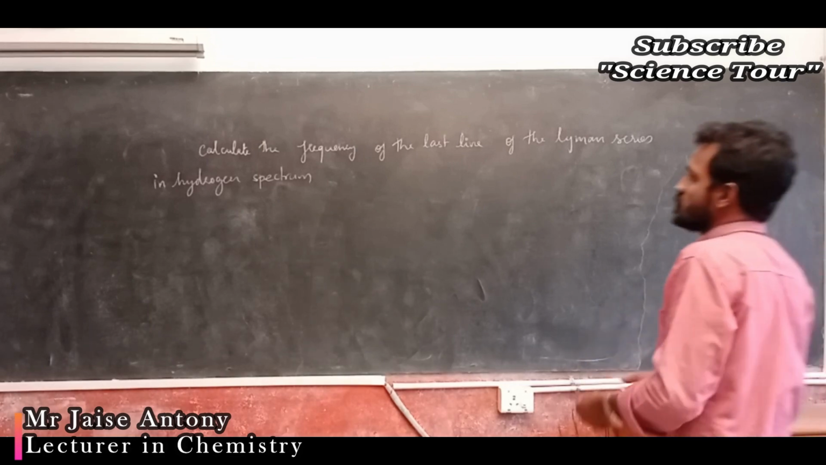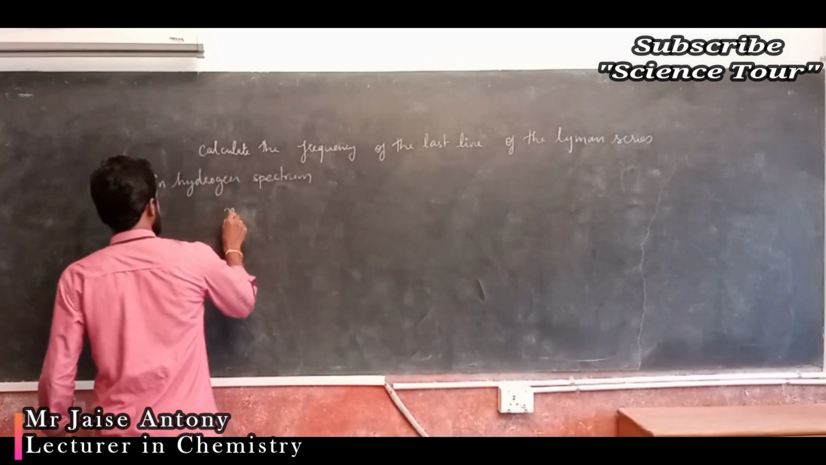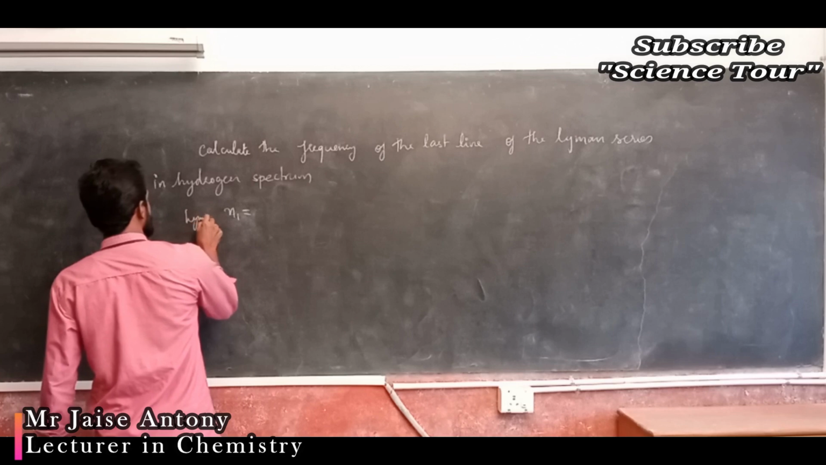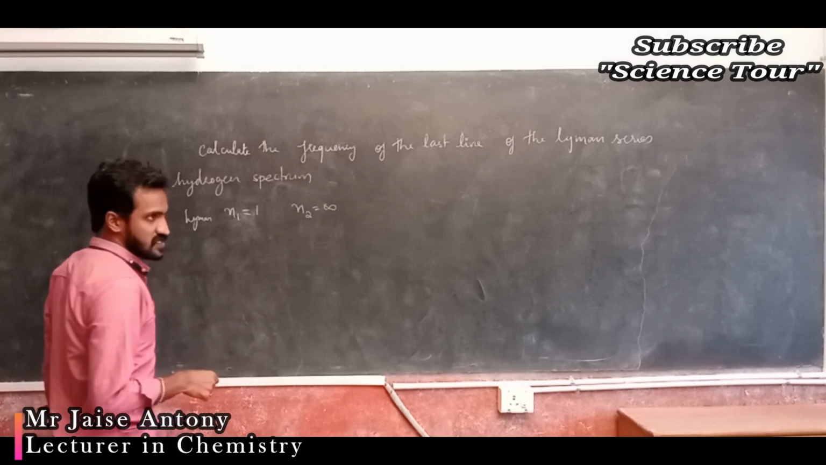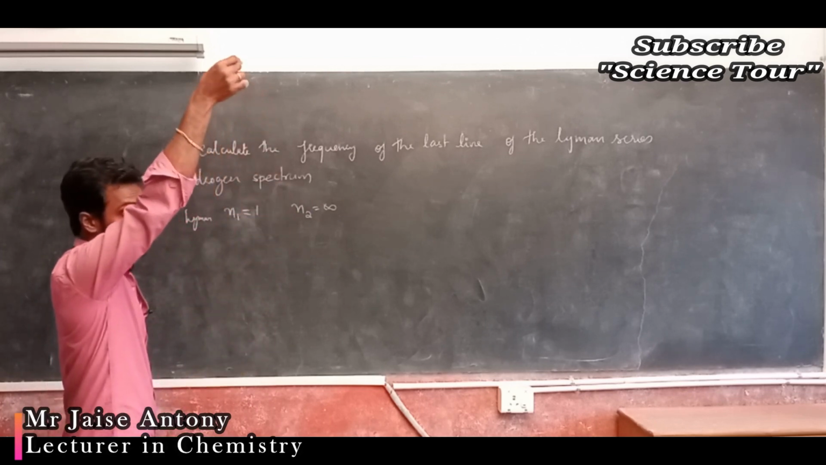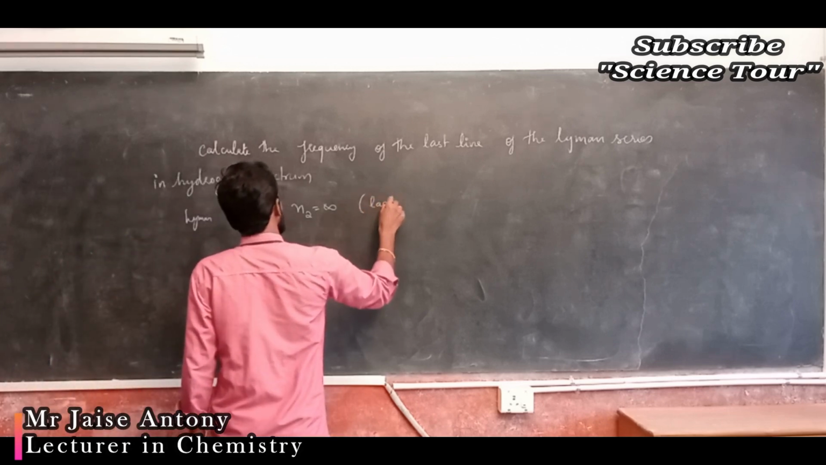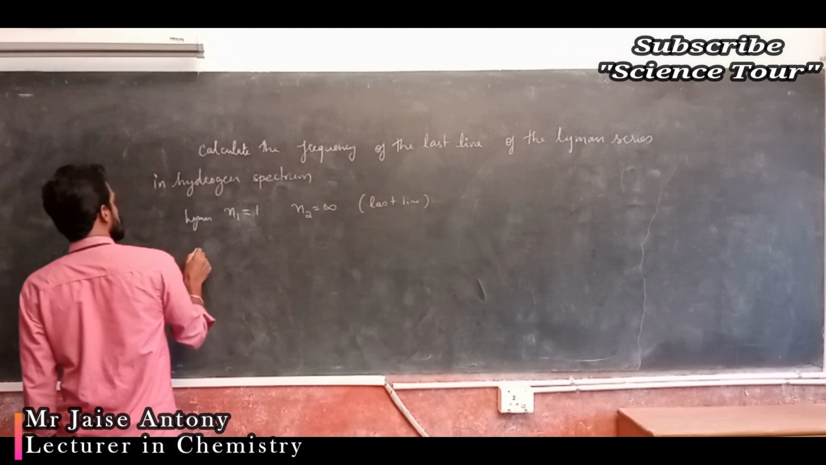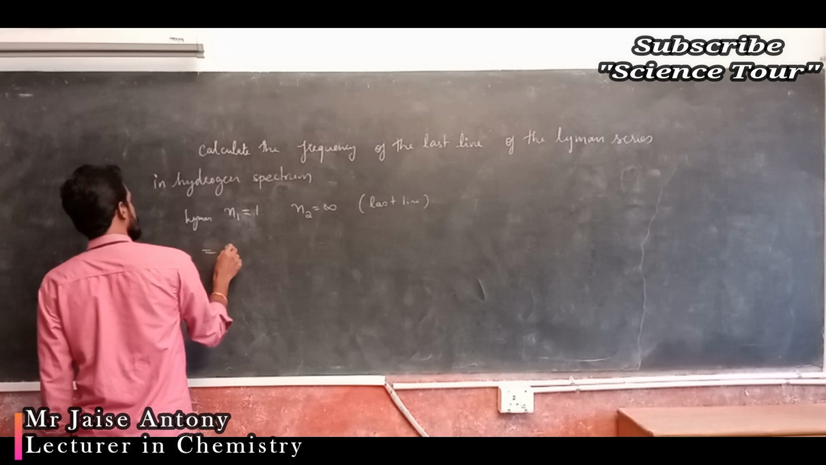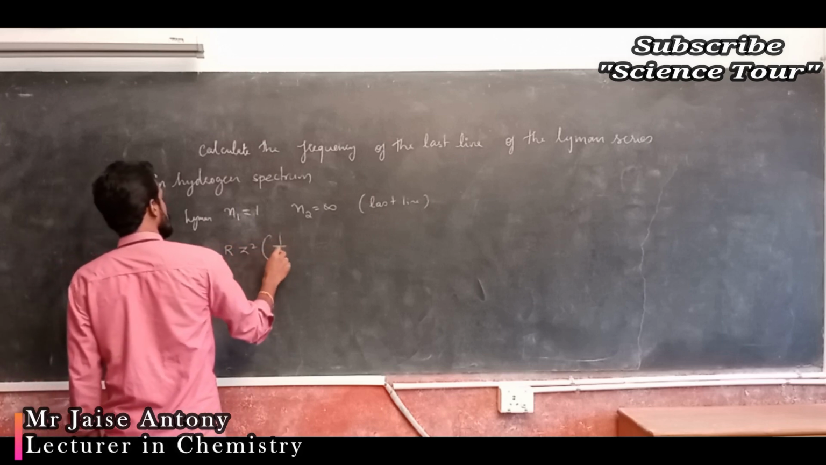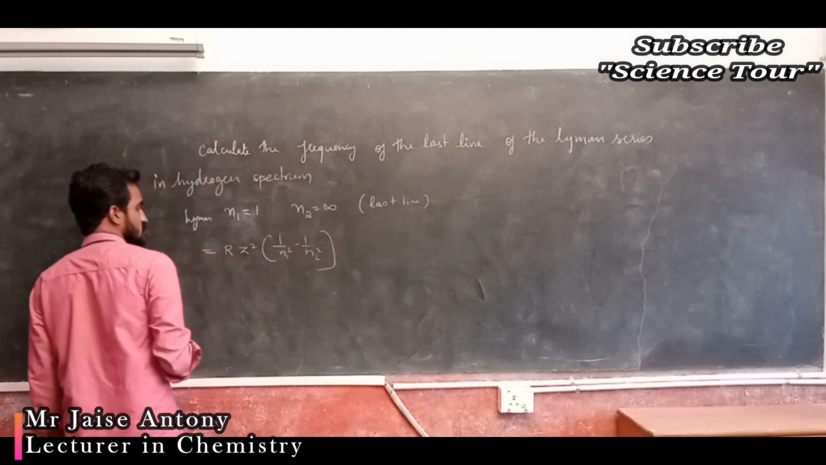My dear students, one more question: calculate the frequency of the last line of the Lyman series in the nitrogen spectrum. Last line means, in Lyman, N1 is equal to 1 level, and N2 is infinity. The electron comes back from infinity level to level 1, which gives the last line. Which formula should I use? The Rydberg formula: 1 by lambda is equal to R into Z square into 1 by N1 square minus 1 by N2 square.